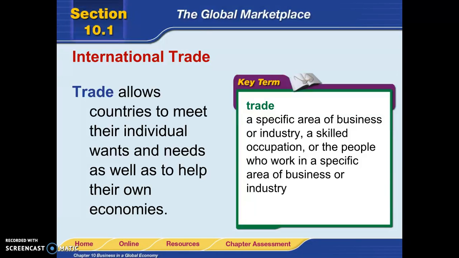Now let's take a look at international trade. Before we can take a look at international trade, let's first define what trade is. Trade is going to allow countries to be able to meet individual needs and wants in order to help their own economies as well as economies around the world. Now, trade is a specific area of business or industry. It is a skilled occupation. People who work in a specific area of business or industry. So when it comes to trade, we're looking at goods and services that come from one place and go to the next. You're going to hear me talk a lot about imports and exports, and we will get into those specifically, but this all revolves around import and export.